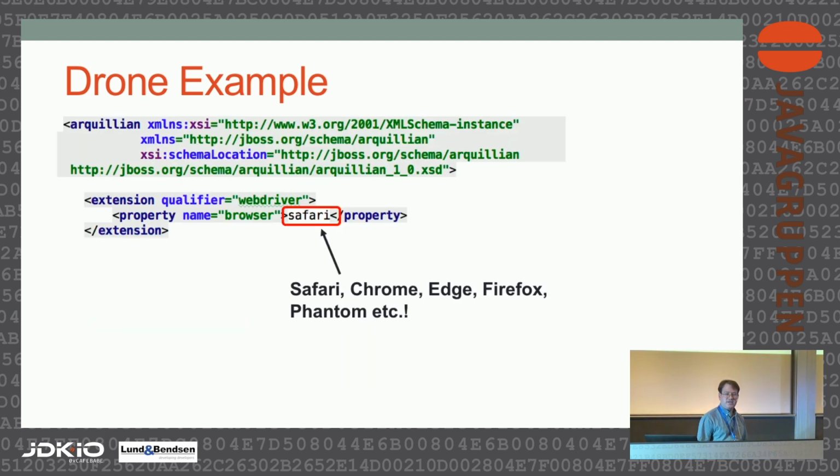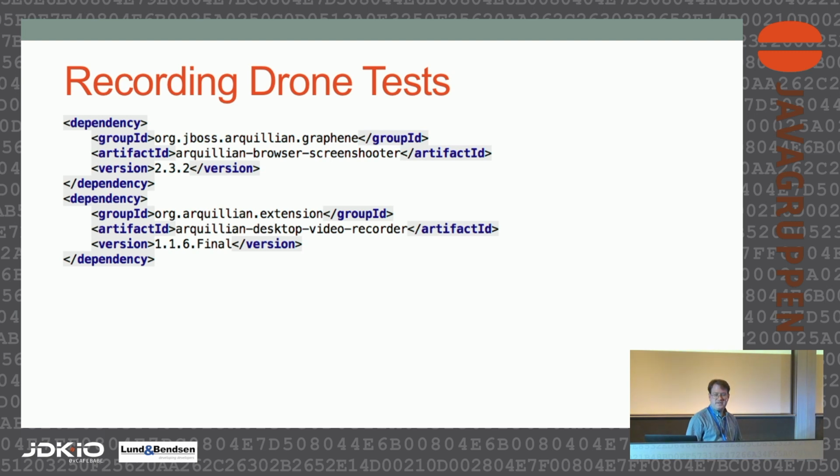In the Arquillian configuration file, I can specify, for example, Safari. So I want to run with a Safari web browser. The test is actually going to launch a Safari web browser and go to the URL that I request. Now, one of the neat things with these tests, because they're often hard to debug and figure out what happened afterwards, is that it has the capability, with additional Arquillian extensions, for recording the web browser tests.